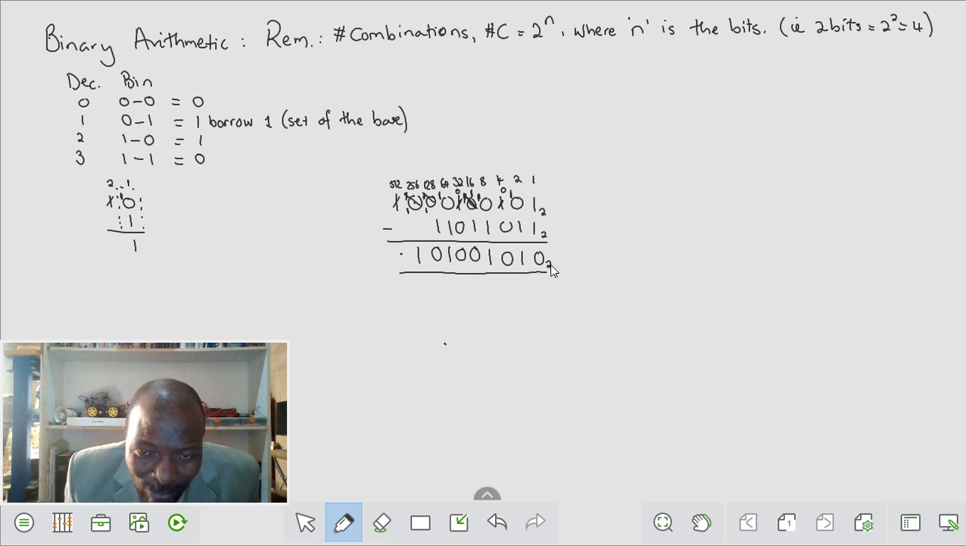You could be asked to then convert this. Remember, this also meant 2 to the power of 0. This meant 2 to the power of 1. This meant 2 to the power of 2. 8 is 2 to the power of 3. 16 is 2 to the power of 4. 32 is 2 to the power of 5. This is 2 to the power of 6. This is 2 to the power of 7. This is 2 to the power of 8. This is 2 to the power of 9.